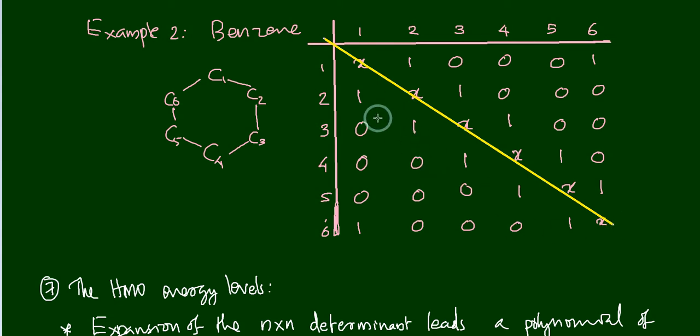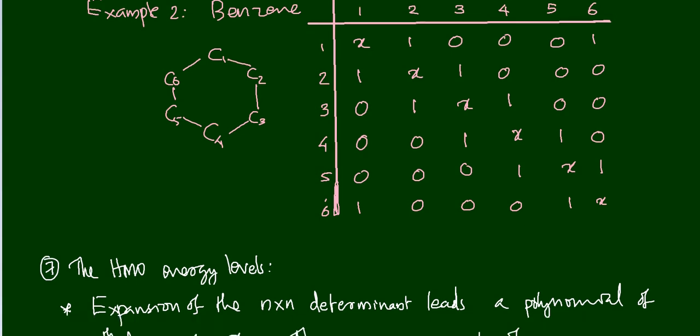So if you are looking at the mirror images, 0 1 is reflected as 1 0 here, 0 0 1 is reflected as 1 0 0 here, 0 0 0 1 is reflected as 1 0 0 0 here, and 1 0 0 0 1 is reflected as 1 0 0 0 1 here. So it's symmetric. With respect to the mirror image drawn through the principal diagonal, this determinant is symmetric. So the determinant is correct.